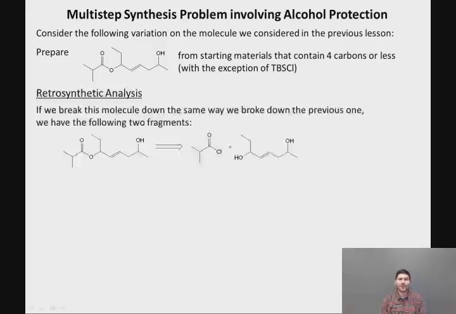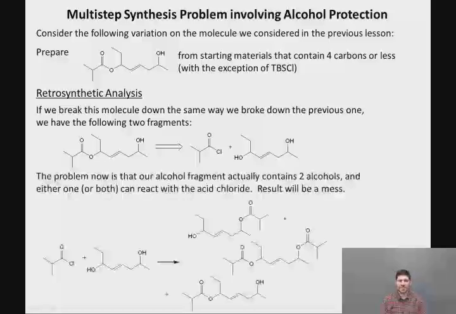Okay, so our retrosynthetic analysis. If we break this molecule down the same way we broke down the previous one, we would have the ester breaking down into a 4-carbon acid chloride plus an 8-carbon alcohol, and we would have the 2 fragments depicted on the screen. However, the problem now is that our alcohol fragment actually contains 2 alcohols, and either one or both can react with the acid chloride, and the result will be a mess.